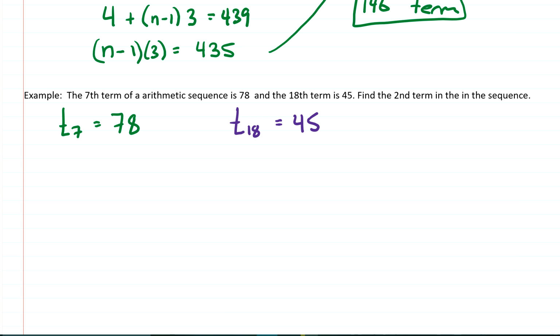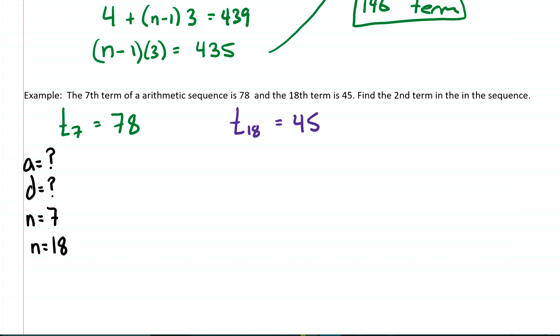Okay, so we're told the 7th term is equal to 78 and the 18th term is equal to 45. So what do we know? Well, I guess we don't know what A is. We don't know the first term. We also don't know what the common difference is. That's unknown. But for the first example, we know that the n value would have to be 7. It's the 7th term. And for the second equation there in purple, the n value would have to be 18 because it's the 18th term.